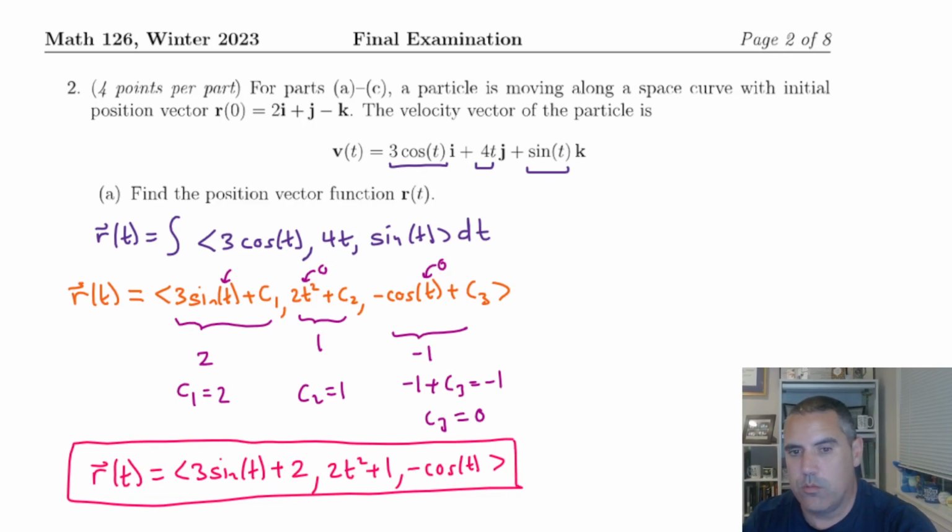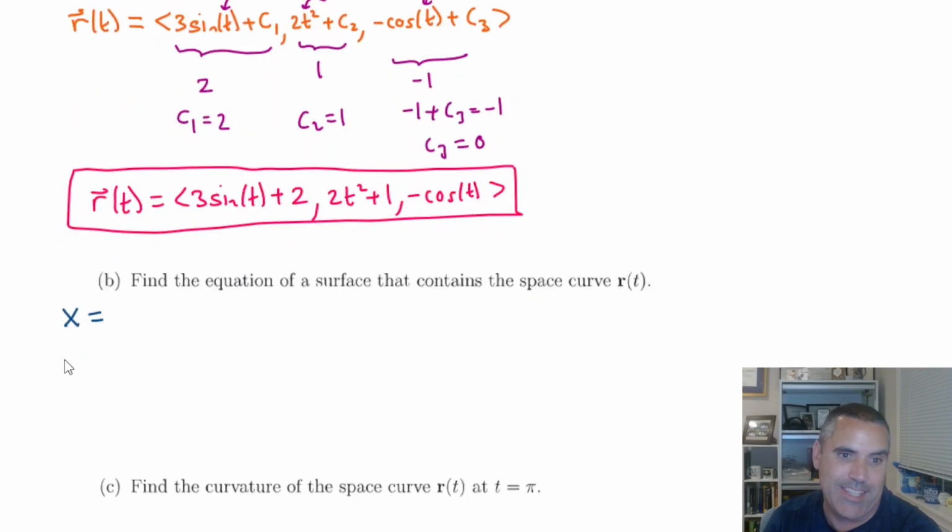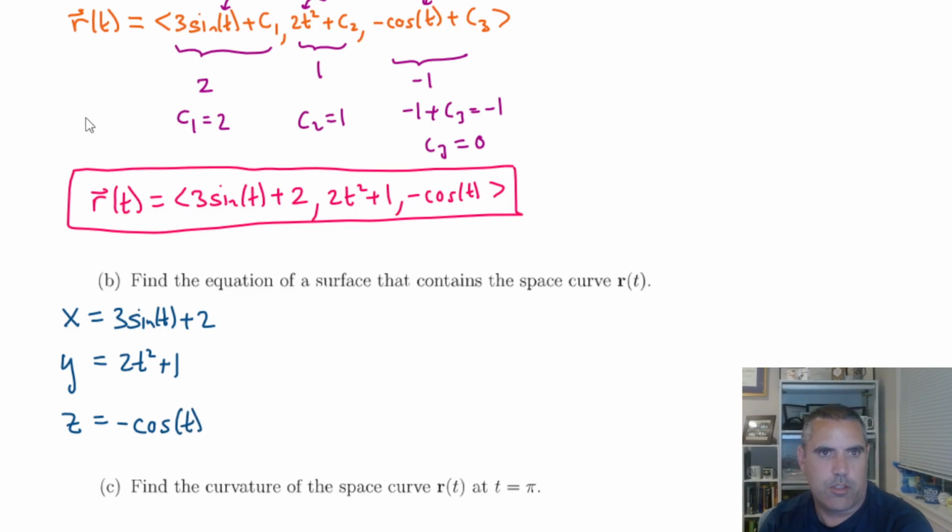Okay, now to what the student was asking about. Find the equation of a surface that contains this. There are many correct answers. It's asking you to eliminate the parameter. To me, there are 3 natural answers, and there is one best answer, in my opinion. So we would have 3 sine of t plus 2. The idea of an equation of a surface that it's on is this idea of a surface of motion. I've actually answered that quite a few times on the discussion board because people have been asking me this.